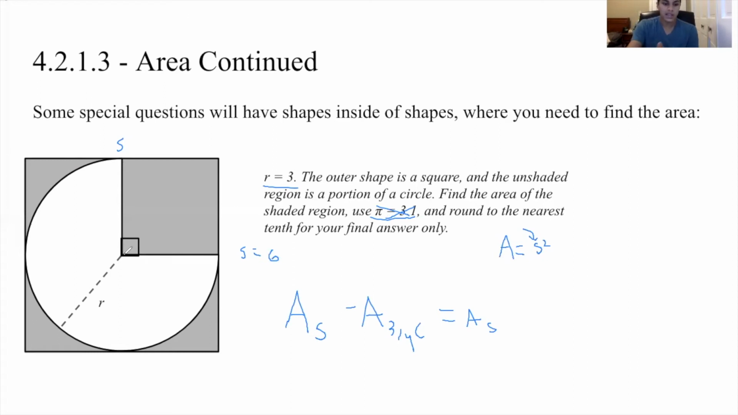And the reason why is because if you think about the radius, which is the length from the center of the circle to the outside, you can draw a radius right here from the center to the bottom of the square, r, and that's going to be 3. And you can also draw a radius here from the center to the top of the square, which is also going to be 3. And when you combine those two lengths, that gives you 6. So therefore, the area of the square is going to be 6 squared. And that's going to be 36. All right, so now we have our area of a square. So now we have to subtract from that area the area of 3/4 of a circle.